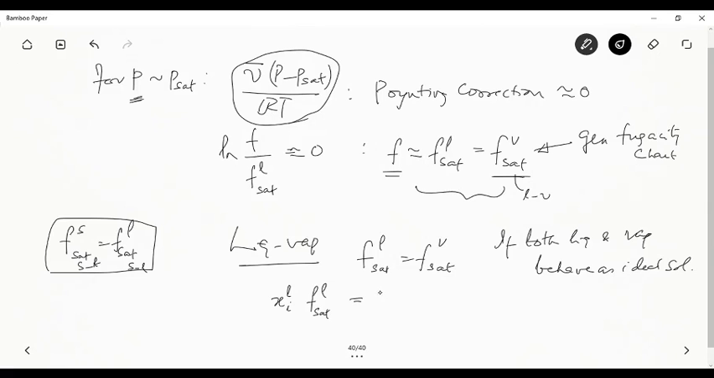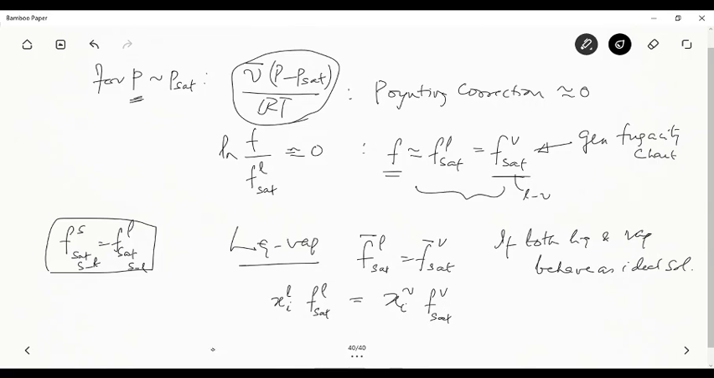is equal to Xi in vapor phase into F sat of the vapor phase in that condition. So for liquid vapor equilibrium, in the case of a multi-component mixture, this FL bar and FV bar are equal. Now this FL bar in ideal solution can be written in terms of this using Lewis-Randall rule, and FV bar can be written using this using Lewis-Randall rule.